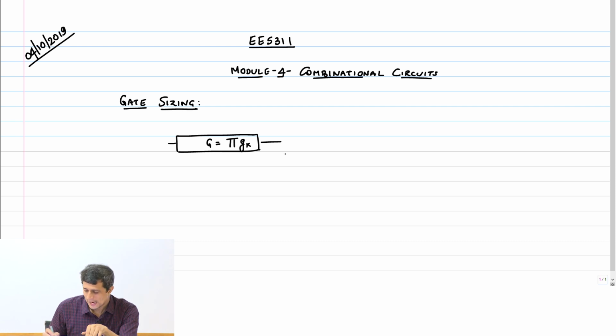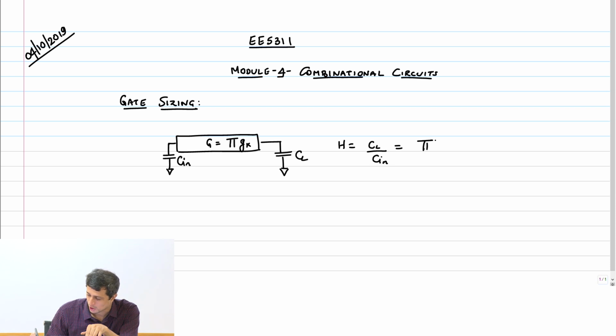and if the load capacitance is some value CL, and if this input gate presented a capacitance of C in, then the path electrical effort was CL by C in, and this again, by the way, is just the product of the stage electrical efforts. So the path effort F is just G into H.